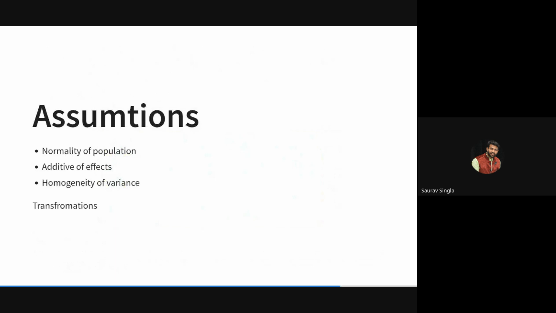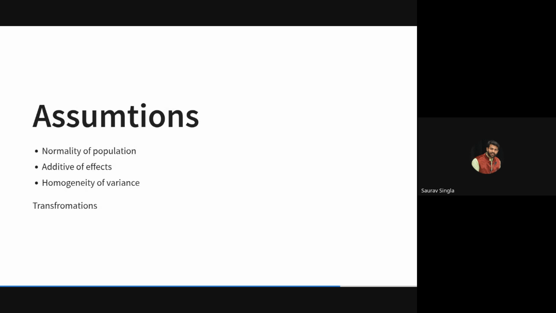This is called the assumptions of ANOVA. What are the assumptions of ANOVA? There are three assumptions: one is called normality, second is called additivity, and third is called homogeneity. These might seem like very typical terms to all of you, but they are not as typical as the names seem to be.